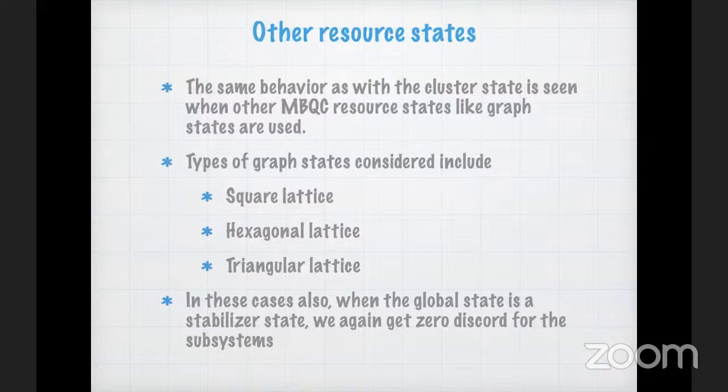So the kind of structure that we put on the states we are looking at, rather than looking at random states, was to look at various families of states, including the cluster state that I just talked about, which are recognized as good resource states for measurement-based quantum computation. There are other resource states that have been identified, various graph states, including graph states on a square lattice, hexagonal lattice, triangular lattice, etc.